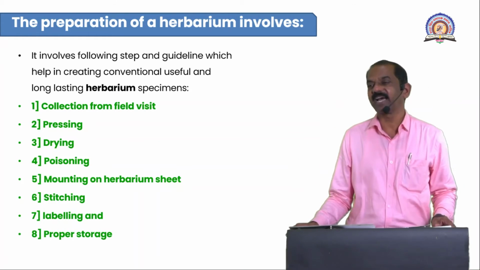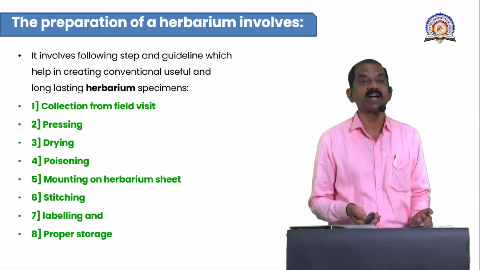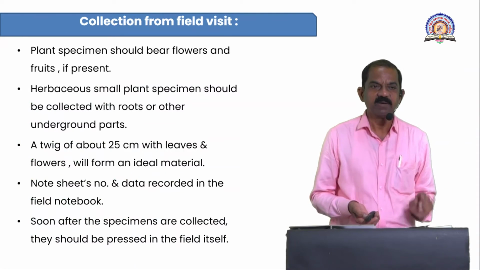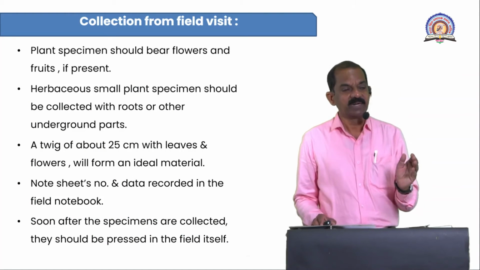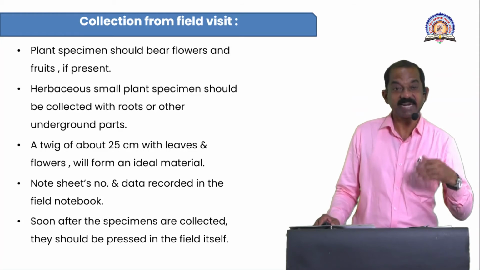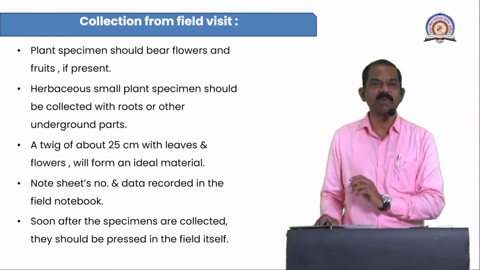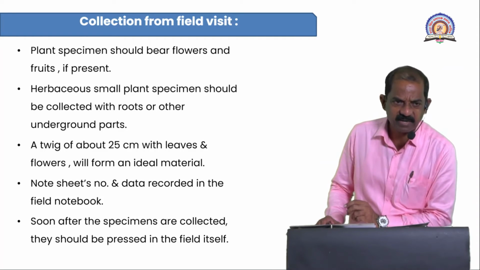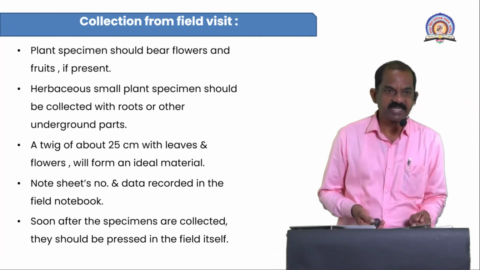After drying, poisoning of the plant specimen is essential. Why poisoning? Because it helps us avoid degradation of the plant and attack by microorganisms, fungi, and bacteria on the plant specimen. That is known as poisoning.